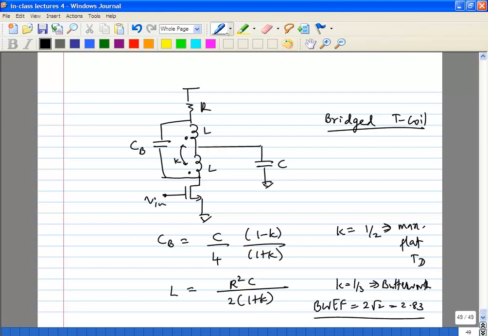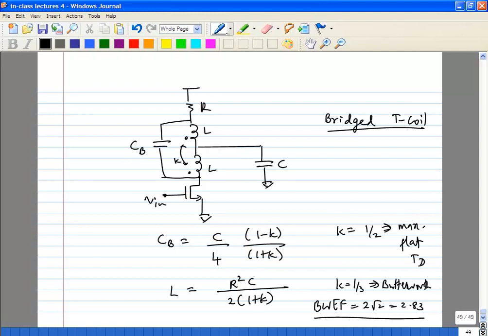Okay, now you see why it is very popular. In the other cases, we looked at 1.6, 1.5, 1.8. You can get almost 2.8, which is almost 3 times the original bandwidth. Okay, this is huge, just by adding a pair of coupled inductors and some capacitance.